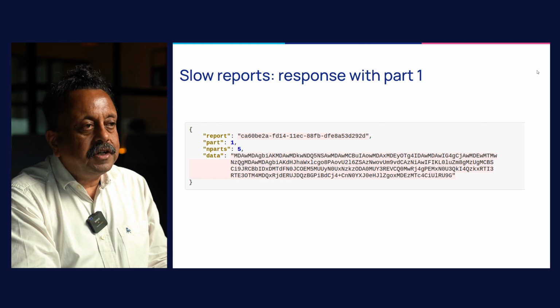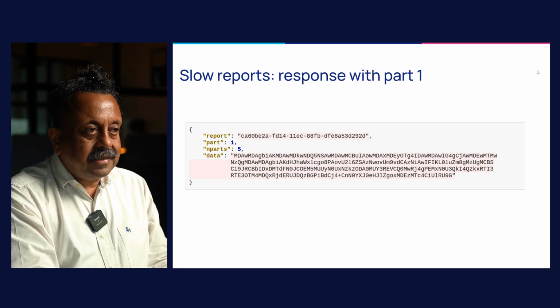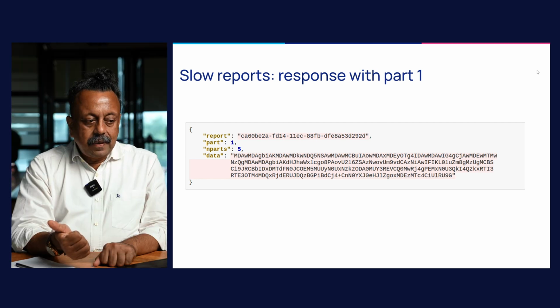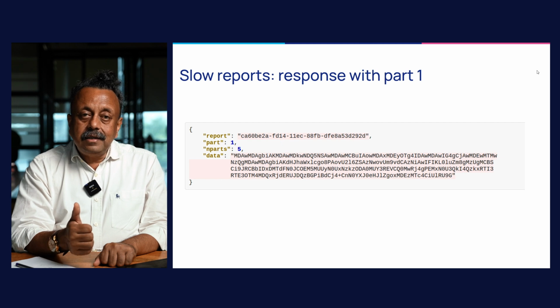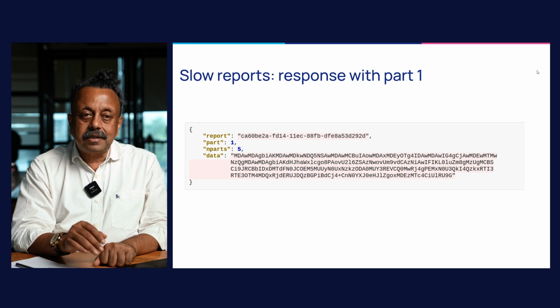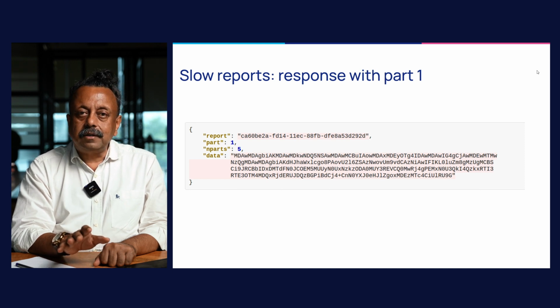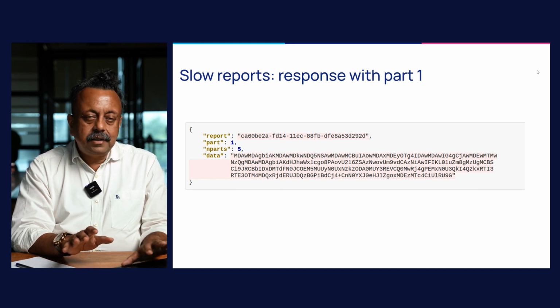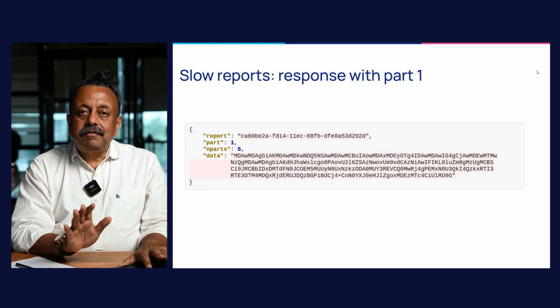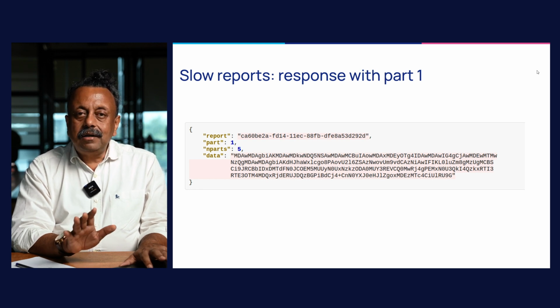And now look at what the response contains. It contains the same report ID. It specifies a part number. So this is a case where the report is so large that it is going to be returned in multiple parts. It specifies a part number. It specifies the total number of parts. And it gives the data of the first part. So here the front end is getting one part out of 5 parts of the result.